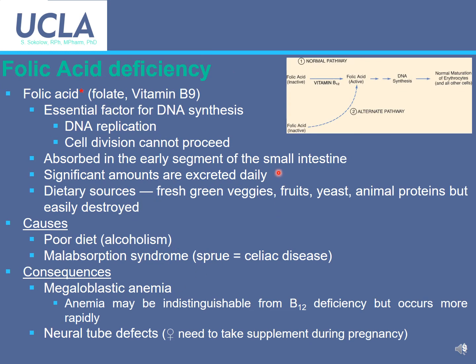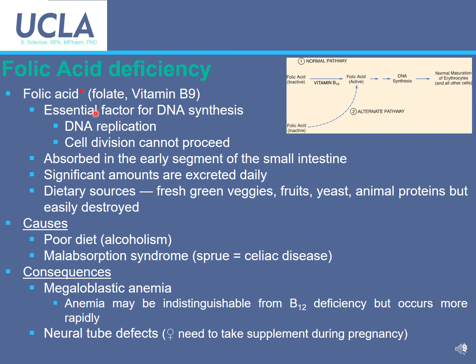Now, folic acid deficiency. Again, folic acid is required for the synthesis of DNA, similar to vitamin B12. It's essential for DNA replication, cell division. Folic acid is absorbed in the early segment of the small intestine, and significant amounts are excreted daily. The dietary sources are fresh green veggies, fruits, yeast, animal protein, but it can also be easily destroyed.